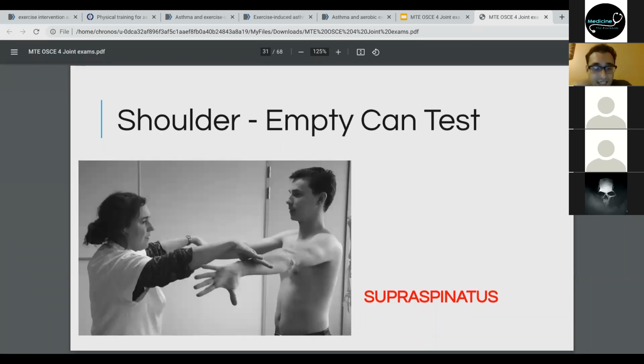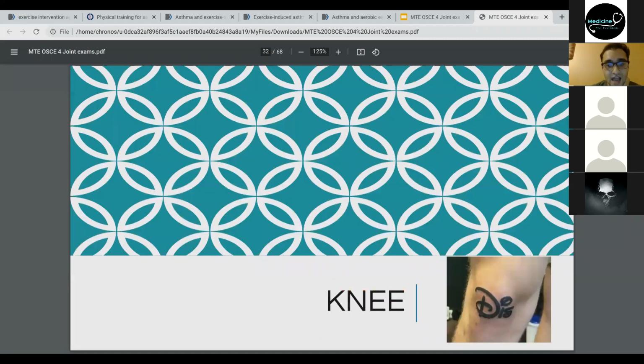And then you've got the empty can test. So you get them to flex their shoulder completely forward and pronate the forearm, so their thumbs are pointing down. And then you can apply some gentle pressure on top of that, which is a really good test for eliciting the supraspinatus, far better than the initiation of abduction test. And that is the shoulder pretty much done. Does anyone have any questions?